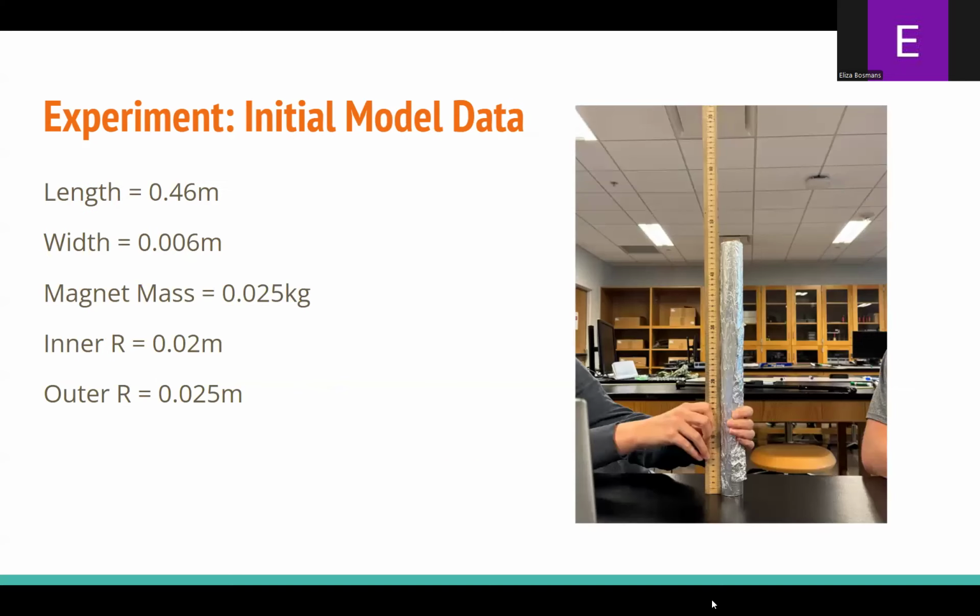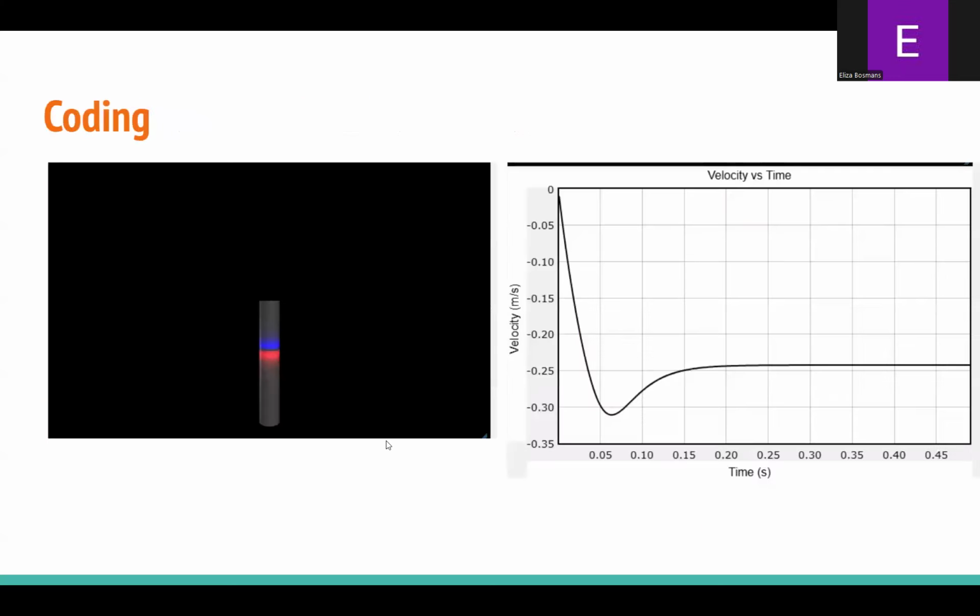And this is the experiment setup. This is my hand right here. This is our tube wrapped in aluminum foil, and the magnet is placed up top right here. The length of this was 0.46 meters because I counted from where the aluminum foil stopped, not the cardboard. The width of this was 0.006 meters. The magnet's mass was 0.025 kilograms, and the inner radius and outer radius are here.